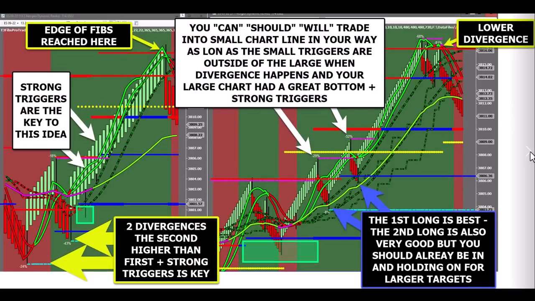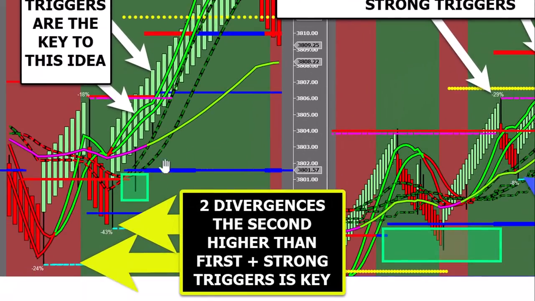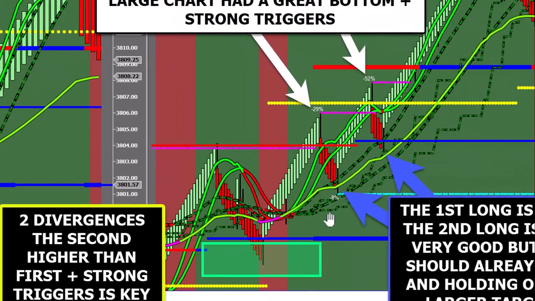And then, again, you'll start seeing the same concepts over and over and over. Lower divergence, which doesn't mean much. And then the next divergence happens, the second higher divergence. And it's from a fib and your small triggers are above your large. So you say, wait a minute, that's a good bottom, right? And if the triggers are strong, you start taking long trades.